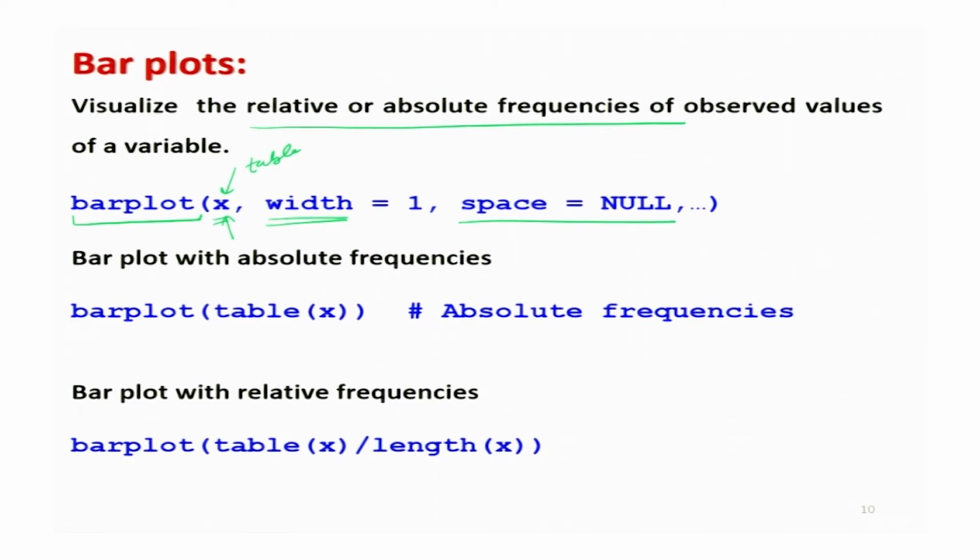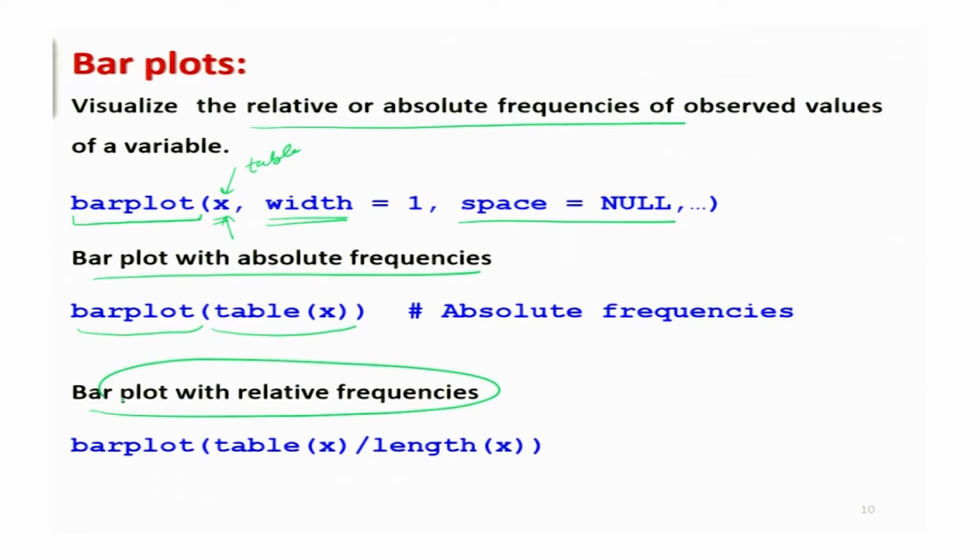Right, so the first question is how to create a bar plot with the absolute frequencies. For that you simply use the command barplot, and inside the parentheses, if your data is given in x, you write table(x). Table(x) is the command which gives you the absolute frequencies of the data in x, right. Similarly, if you want to create the bar plot with the relative frequencies, you know that you simply have to divide the absolute frequencies by the length. So you use the same command you used to find the relative frequencies, table(x) divided by length(x), and then use barplot. This is how you are going to do it.